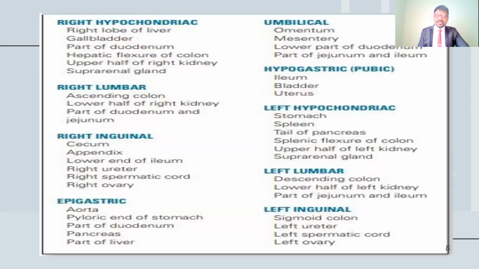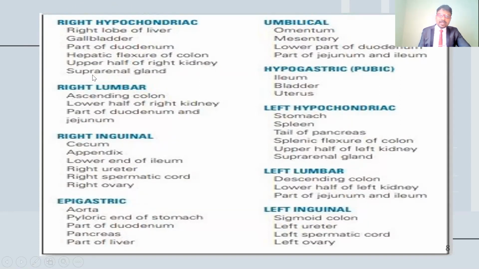So in these 9 regions, what organs are we going to find, according to the surface? For example, in the right hypochondriac region, we find the right lobe of the liver, gallbladder, part of the duodenum, hepatic flexure of the colon, upper half of the right kidney, and suprarenal gland. So these structures are present in the right hypochondriac region.